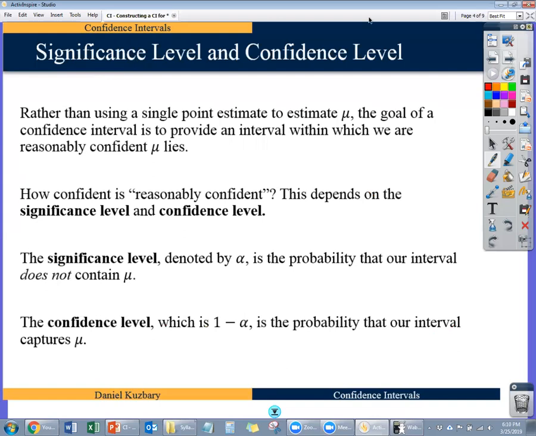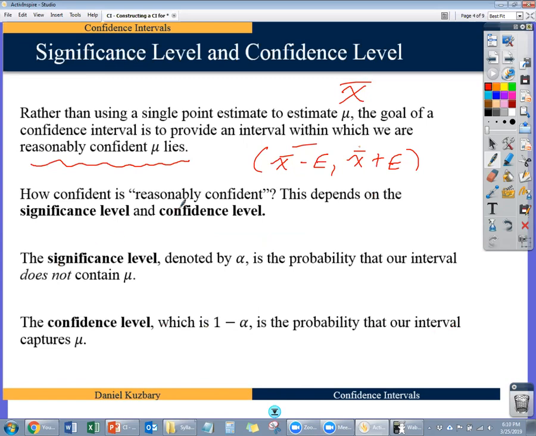Let me read this sentence. Rather than using the single point estimate, the goal of the confidence interval is to provide an interval for which we are reasonably confident that mu lies within it. In other words, rather than saying it's just X bar, I'll give you this interval, X bar minus E all the way up to X bar plus E, and say I'm reasonably confident that mu is in that interval somewhere.